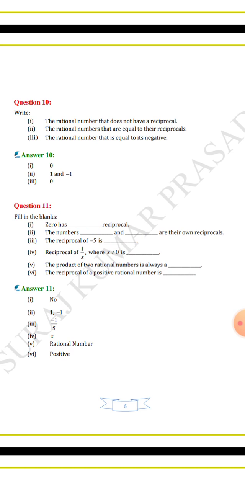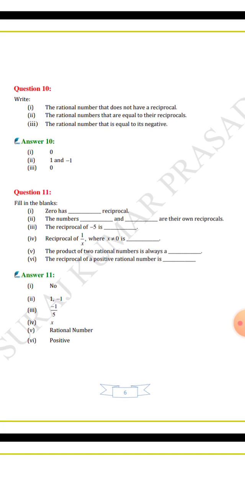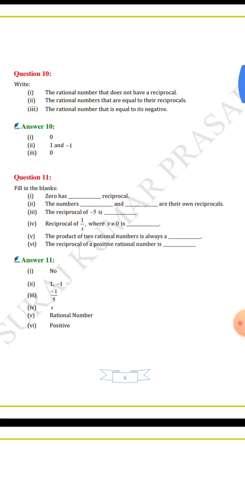Third one, the rational number that is equal to its negative. The answer is 0. If we write negative 0, the value is the same, and positive 0 also has the same value. So the answer is 0. Let's solve the next question.